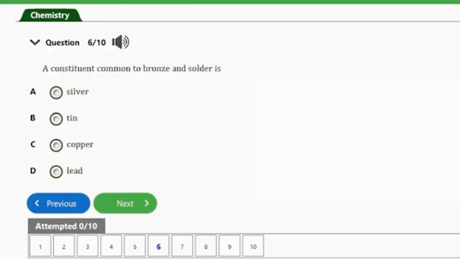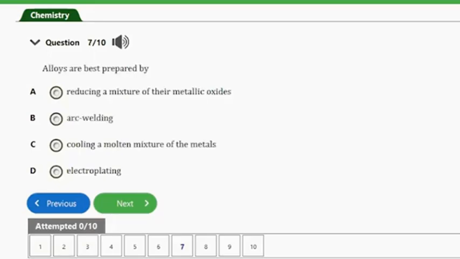Question number 6. A constituent common to bronze and solder is A, silver; B, tin; C, copper; and D, lead. So the answer to this question is option B, and that's tin. So let's recall that bronze is actually made up of copper and tin, whereas solder is made up of lead and tin. So tin is actually what's common between solder and bronze. So that's it for that question. Let's consider the next question.